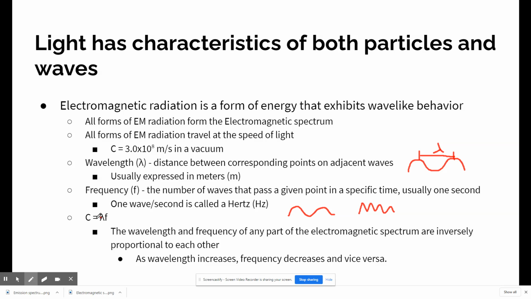And so these are related mathematically using the expression speed of light equals wavelength times frequency. So that means that the frequency and the wavelength are inversely proportional to each other. If one increases, the other decreases. And so again, if we look at these two example waves, this one has a long wavelength and a low frequency. This one has a short wavelength and a high frequency. So they are inverse to each other.